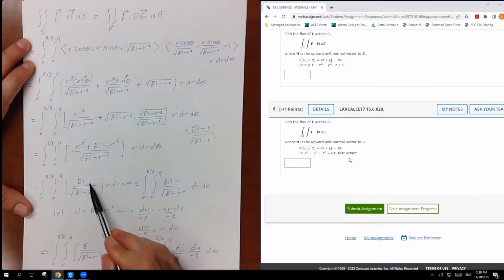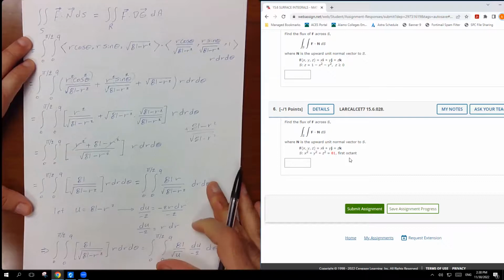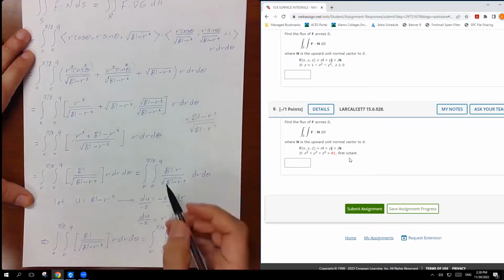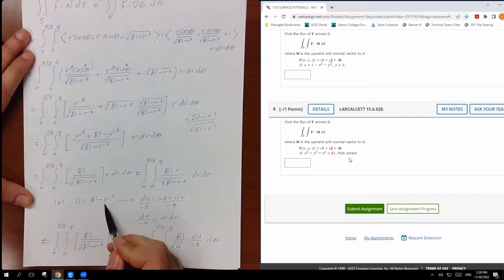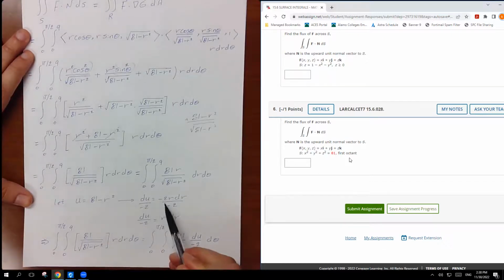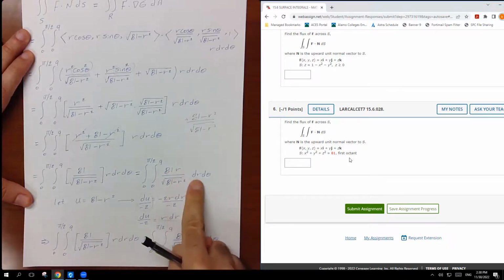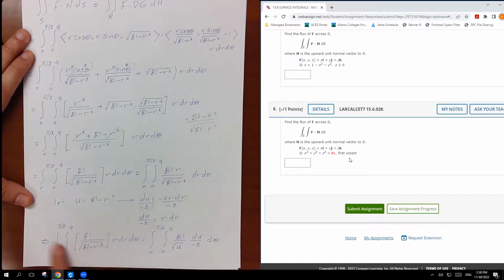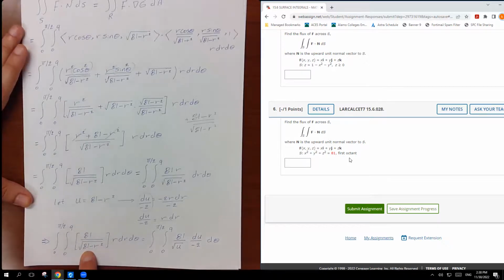Now this one is easier. Just move the r here. And then we're going to find the integral with respect to r. I'm going to let u equal 81 minus r squared. So du is going to be negative 2r dr. Divide both sides by negative 2. So du over negative 2 is going to be r dr. So we're going to plug in everything here. We have r dr, that means this integral is going to be du over negative 2 times 81 over the square root of u.